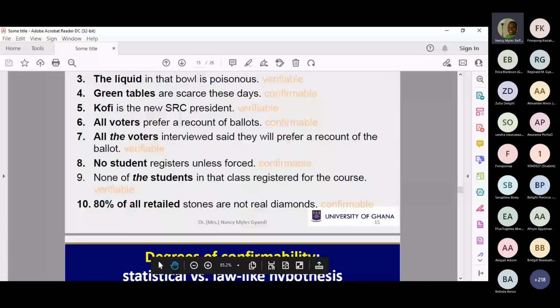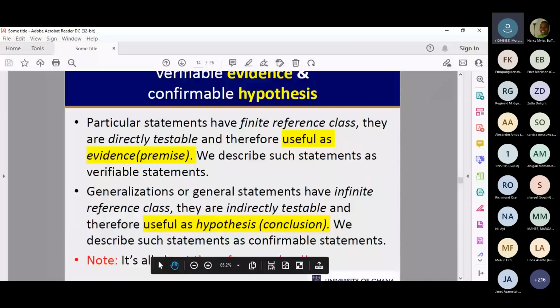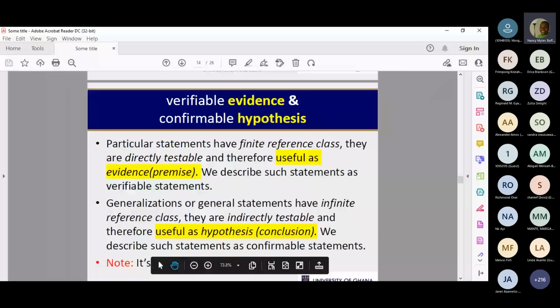Yes, please. Go ahead, sir. So with the verifiable and the confirmable, sometimes does the person's statement determine whether it is confirmable or verifiable? Just ask yourself, is the person speaking directly? I just gave you instances like that. All the people who contracted COVID-19 were quarantined. What's the reference? I'm referring to all those who contracted COVID-19. I have a specific group in mind.